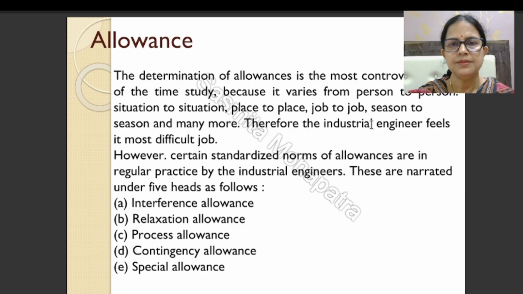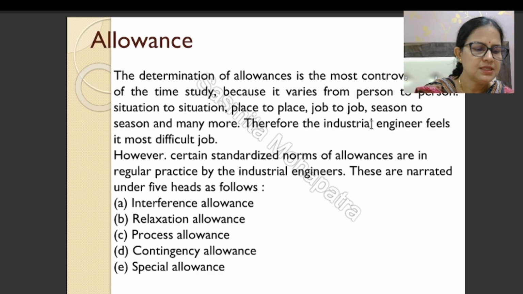So normal time does not have any allowance. But when we go for calculating the standard time, we always give some allowance to the workers. Allowance, as we are discussing time measurement or work measurement, in a time study, is additional time allowed to the workers to perform the work over the basic time.